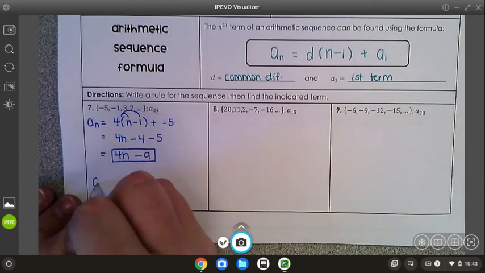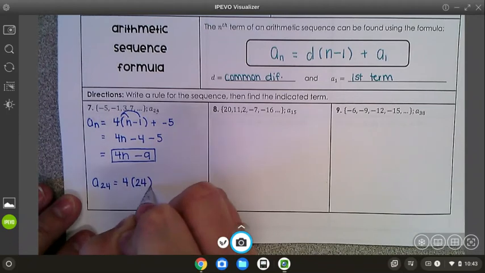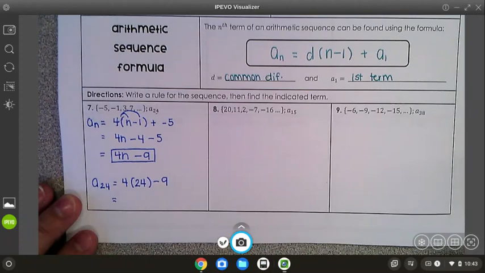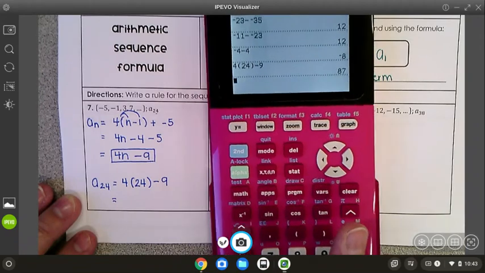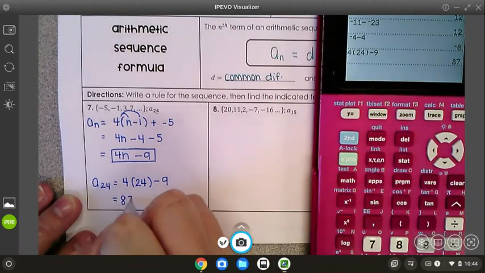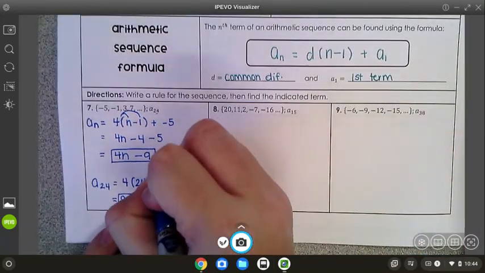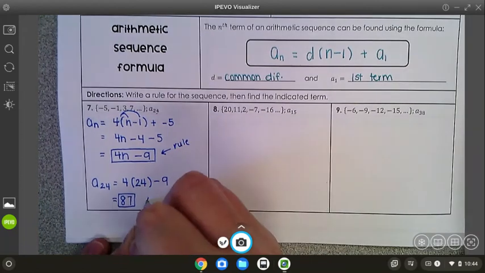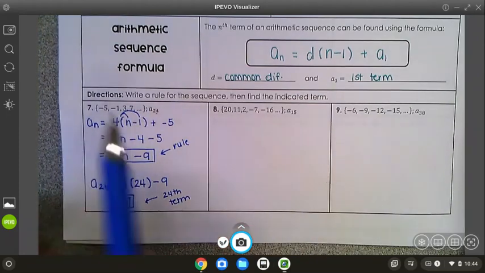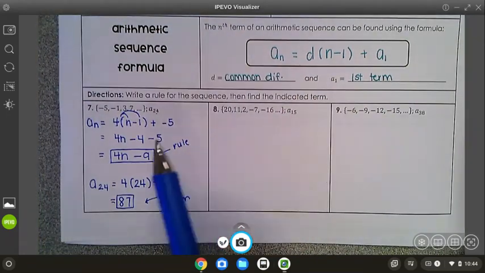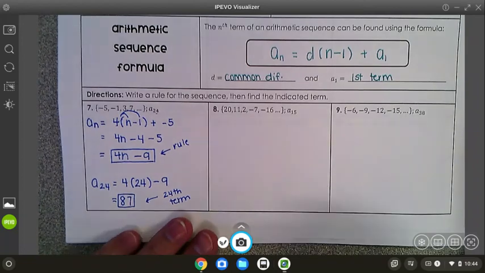Then I ask for a 24. So we're just going to plug in 24. And we get 87. So this is the formula or the rule. And this is the 24th term. So if I were to keep adding 4 and make this giant list, the 24th number would be 87. All right, number 8.